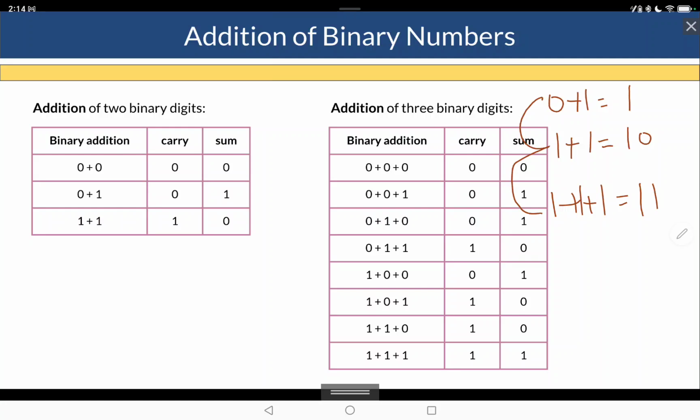Anything with 0 plus 1, you will always have 1. 1 plus 1, let's use this example. 1 plus 1, you have 10. 1 plus 1 plus 1, you have 11.